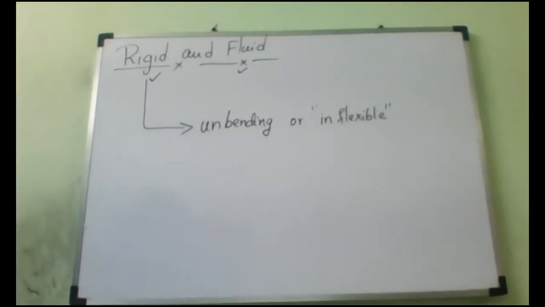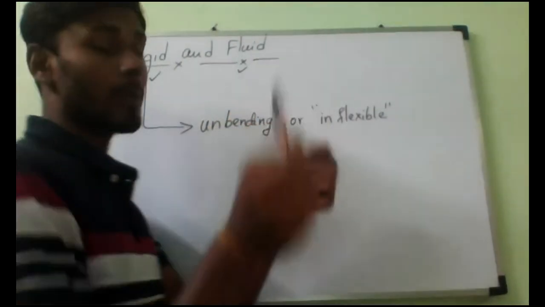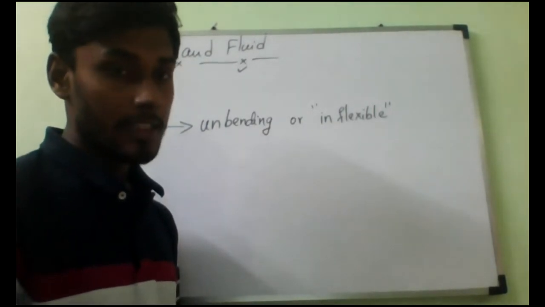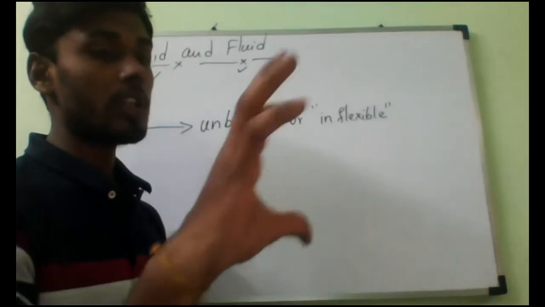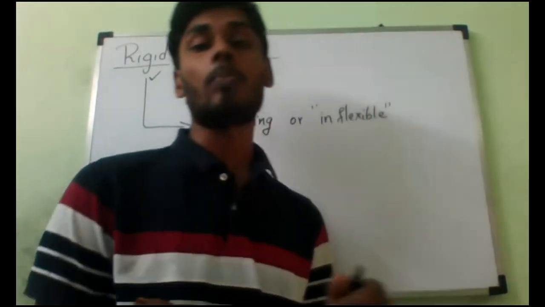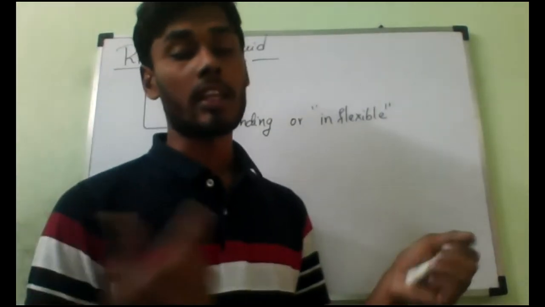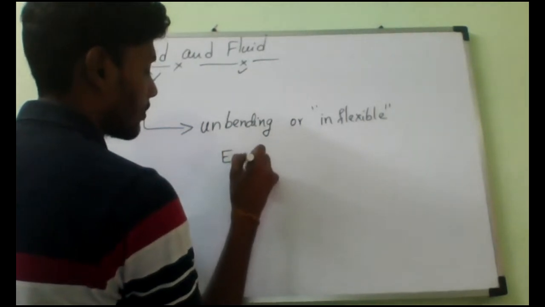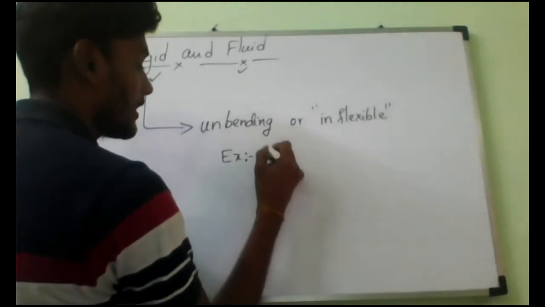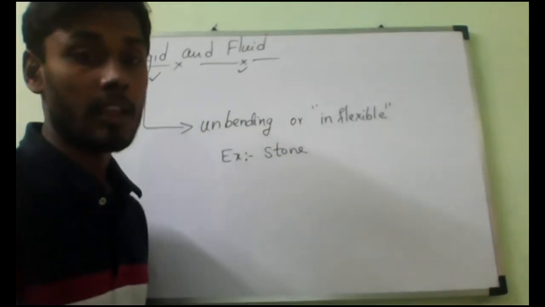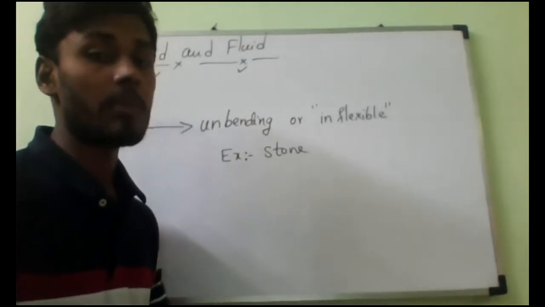Suppose we take any kind of stone. Is it possible to bend the stone, or is the stone flexible? Stone is a very hard substance, not possible to bend or stretch. It is an unbending one. So what is an example of an unbending rigid body? Stone. Stone is an example of rigid because it is unbending or inflexible. That is the meaning of rigid.